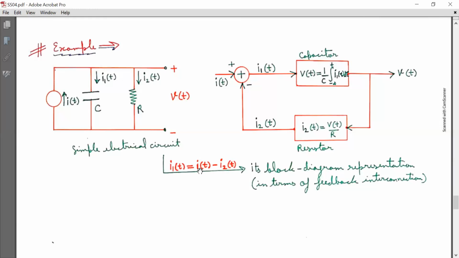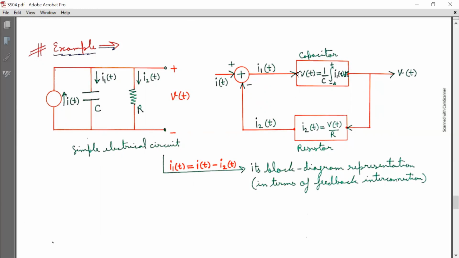Now i1(t) is equal to i(t) minus i2(t), as they are attached in parallel. Look at the circuit. It is clear that i1(t) is equal to i(t) minus i2(t). So now I have plotted its block diagram representation in terms of feedback interconnection. Now look at this. i1(t) here is i(t) minus i2(t). Now from where i2(t) is coming, that is passed through resistance. So i2(t) is equal to v(t) by R, and that is in the feedback loop as shown.